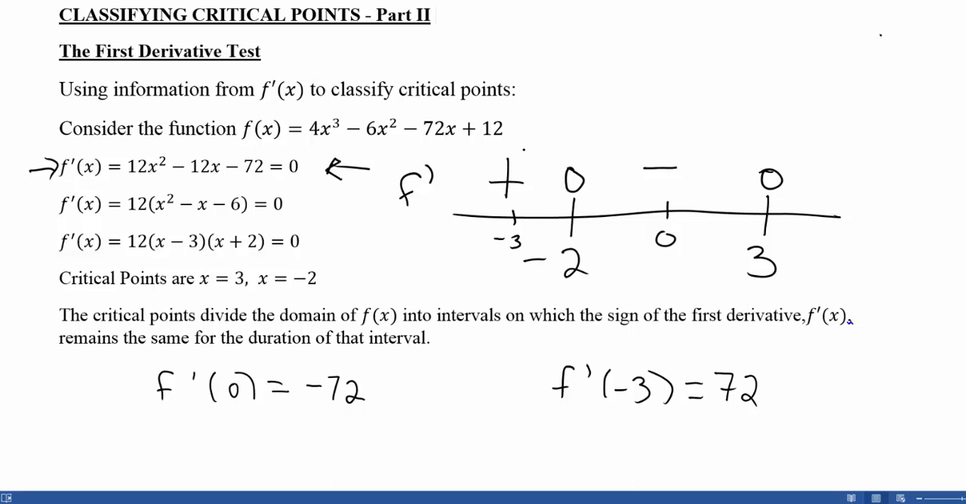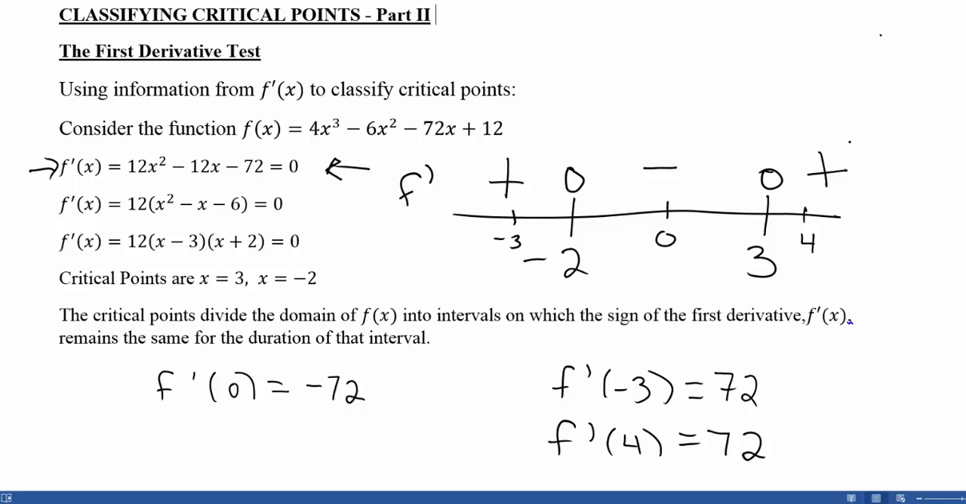The last interval that I see here is 3 to positive infinity. I'm going to pick a number to test between 3 and positive infinity. I'm going to pick 4 because that's an easy one to work with. So I plug 4 into my first derivative, I carefully crunch that number, and I again get 72. Because it was positive, I know that all the numbers I could plug in from 3 to infinity will give me a positive result when plugged into the first derivative.